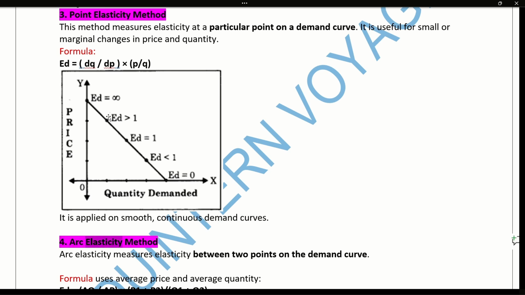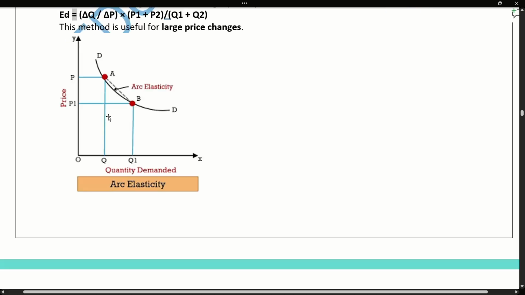4. Arc elasticity method. Arc elasticity measures elasticity between 2 points on the demand curve. Formula uses average price and average quantity. ED = delta Q / delta P times (P1 + P2) / (Q1 + Q2). This method is useful for large price changes.